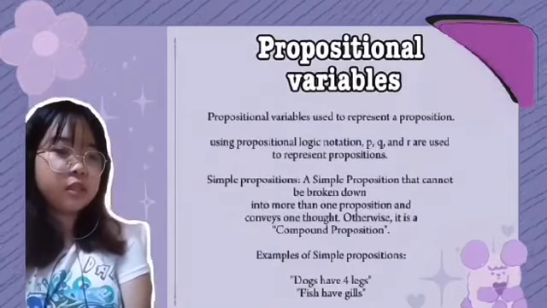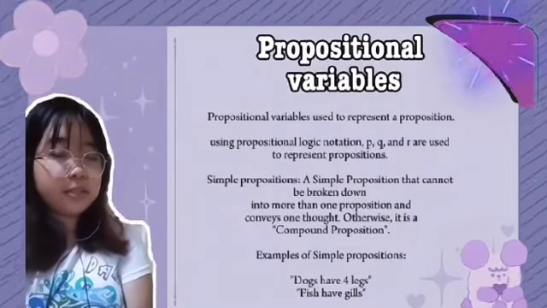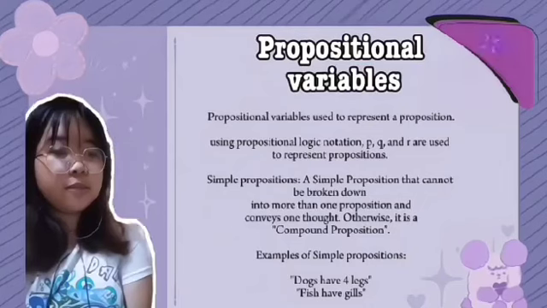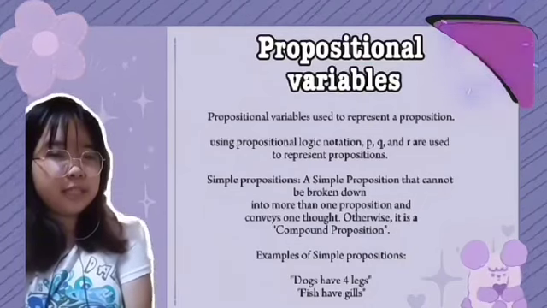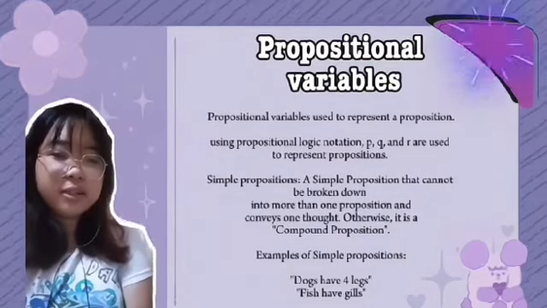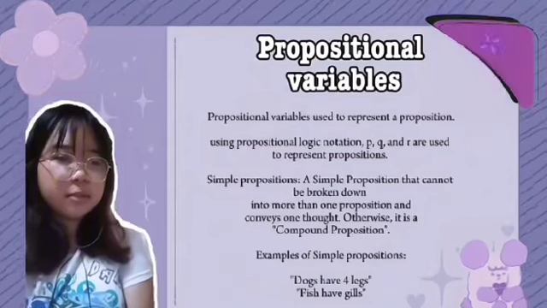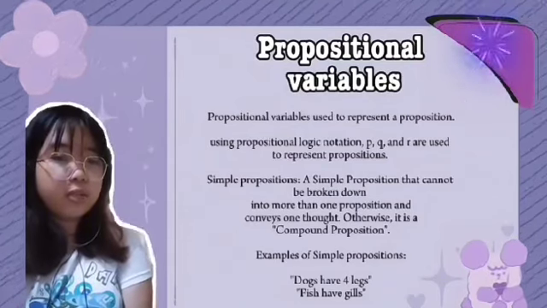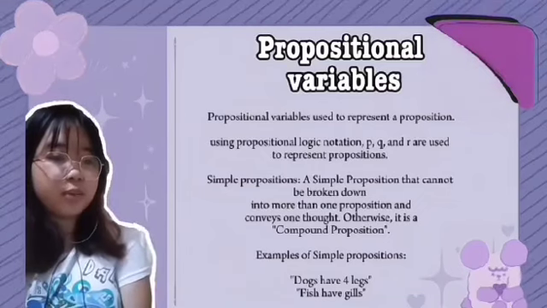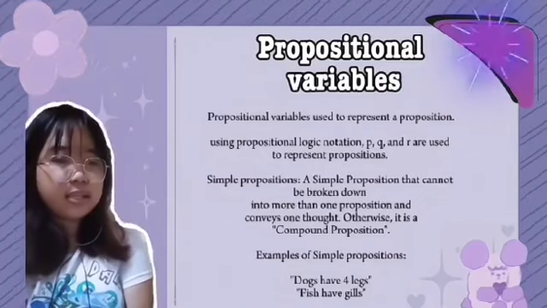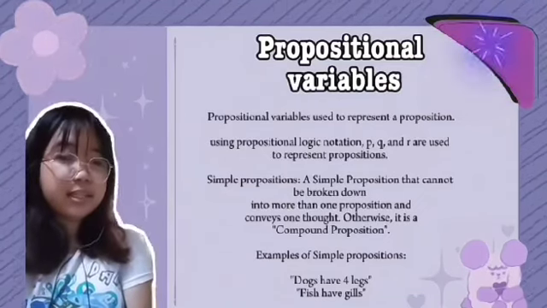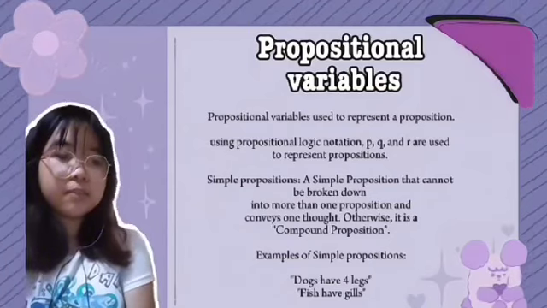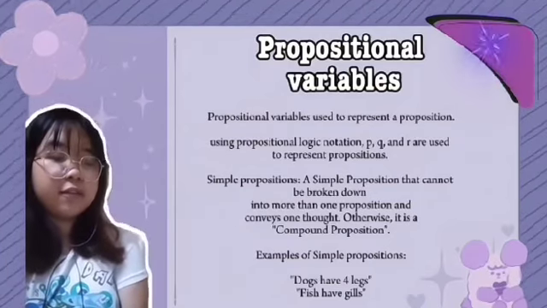Propositional variables are used to represent a proposition. Using propositional logic notation, P, Q, and R are used to represent propositions. Simple propositions: a simple proposition cannot be broken down into more than one proposition and conveys one thought. Otherwise, it is a compound proposition. Examples of simple propositions: dogs have 4 legs, fish have gills.